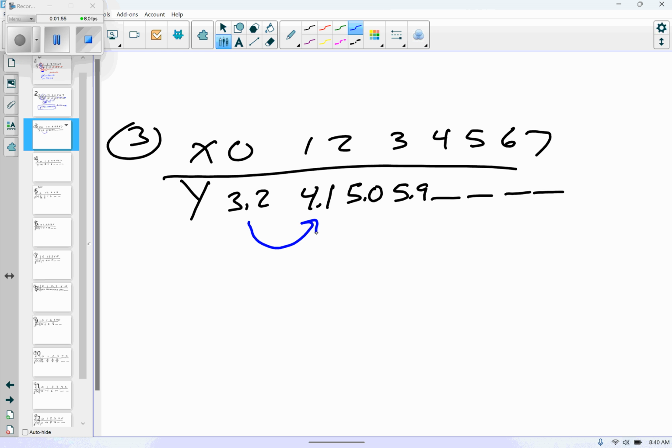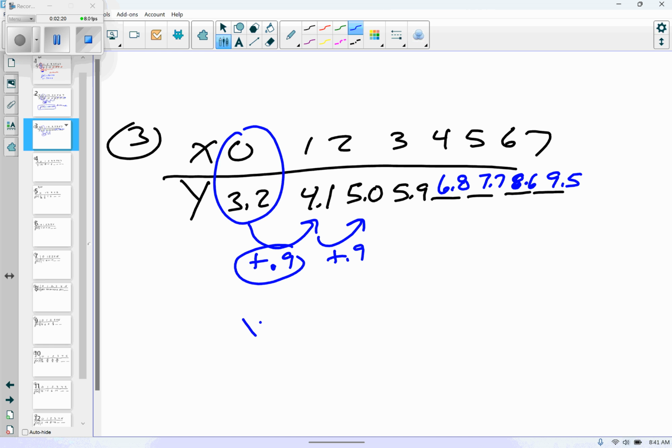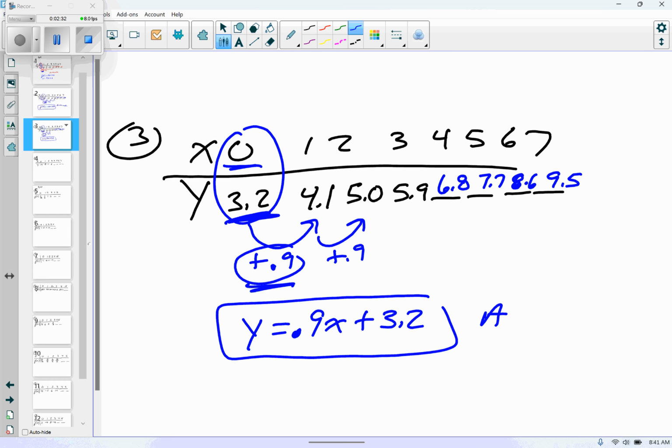This particular one, it looks like I'm adding 0.9. So this is going to be 6.8. This one will be 7.7, 8.6, 9.5, etc. So you're adding 0.9 each time. So remember this. And remember that this is going to work. So I'm going to go y equals. This is going to go out in front, 0.9x. And then this first term, as long as this is 0, is plus 3.2. There's our equation. Again, this is arithmetic because I'm adding each time or subtracting.